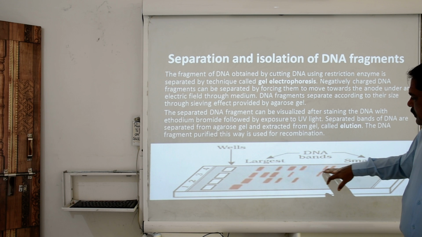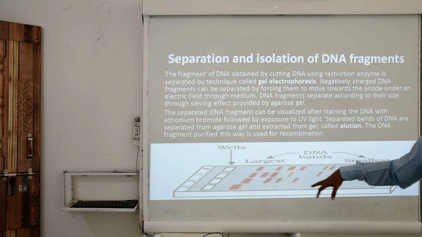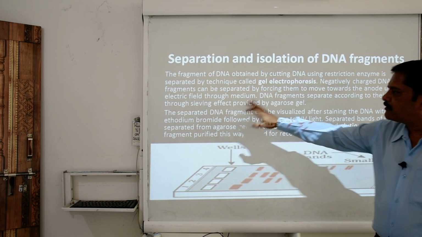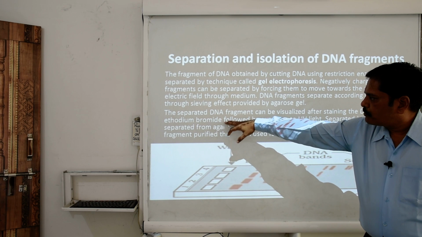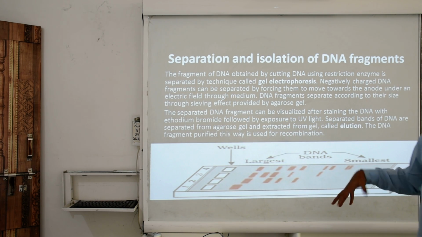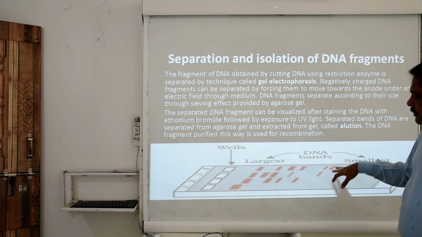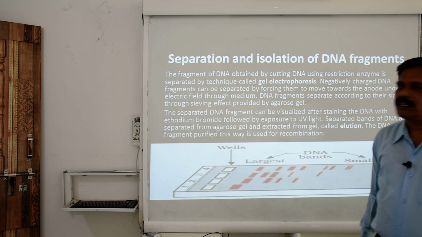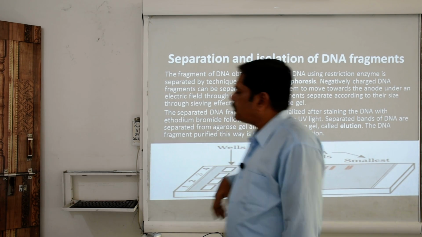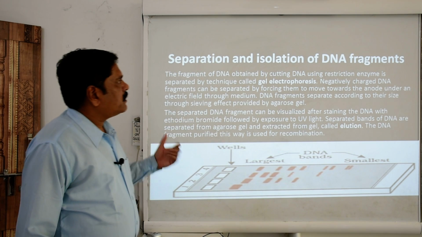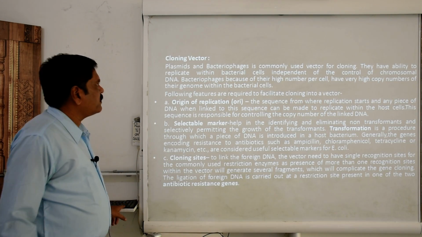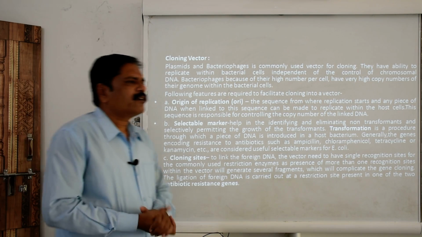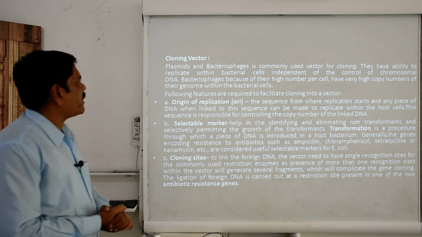Clear? So these segments which we basically need can be further labeled with the help of ethidium bromide, and then under UV light we can observe them and separate one from another. So this is the separation and isolation of the desired DNA. Now we are going to move toward the cloning vector.